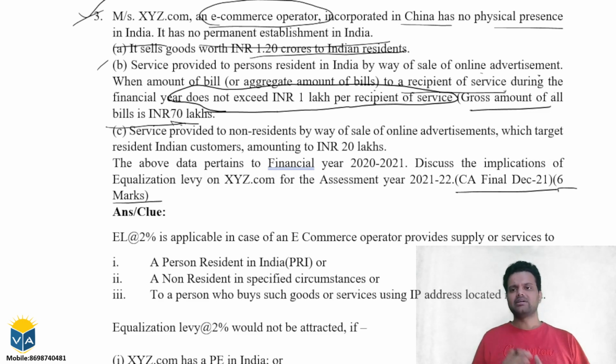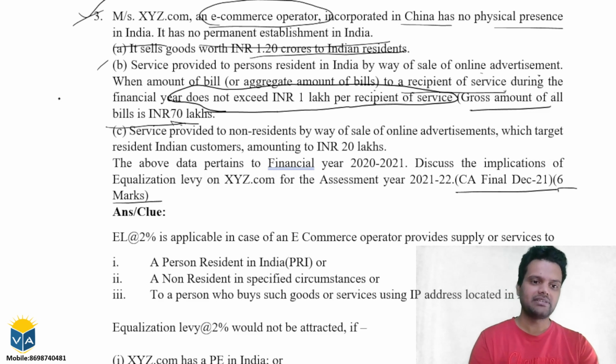So by a plain reading of point number B, we feel like it is covered under section 165 for equalization levy at the rate of 6%. But if you see the exception list of section 165, which talks about if the total amount paid for a specified service, which is the advertisement service, is only up to 1 lakh, then equalization levy of 6% is not applicable. In this particular case, section 165 is not applicable.